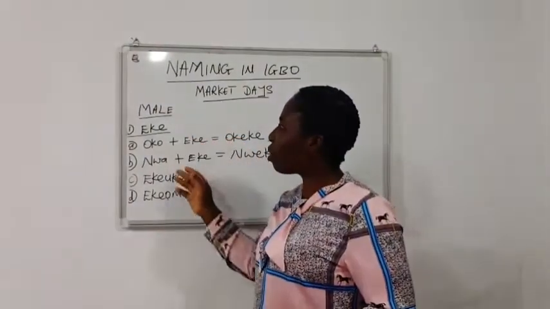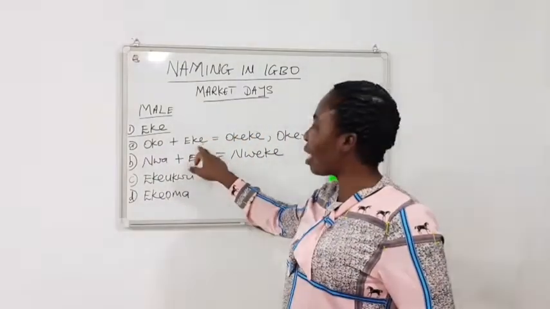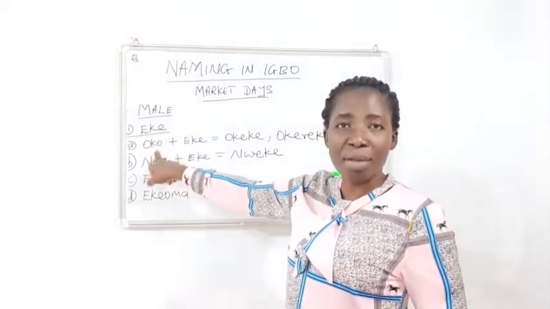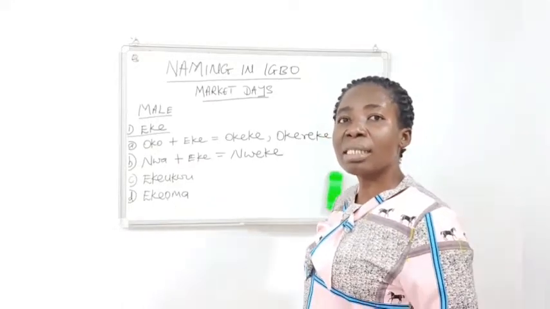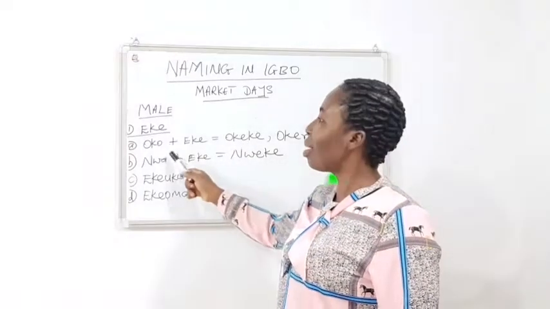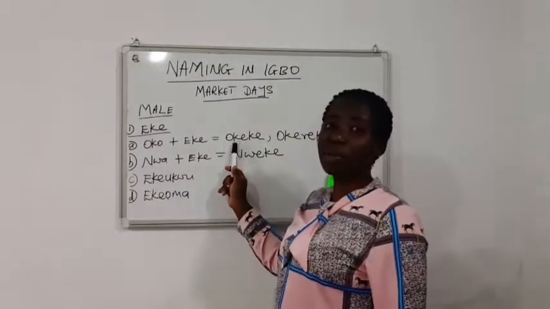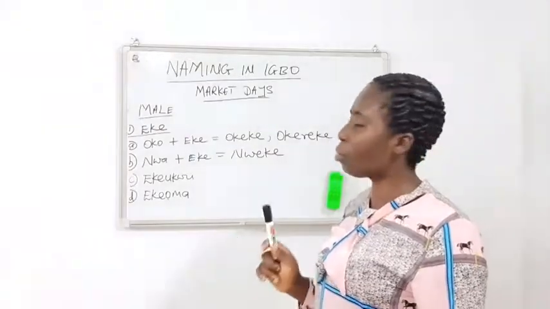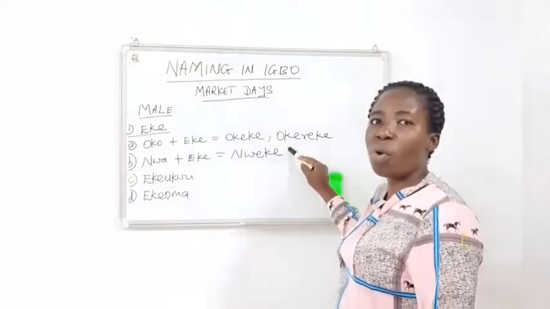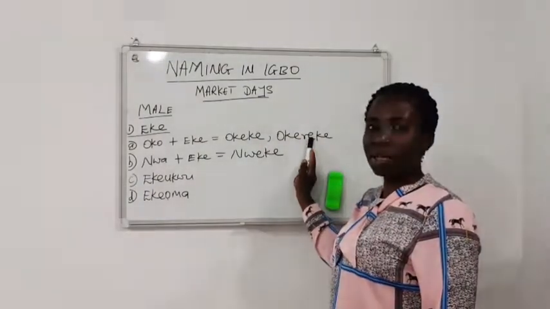So let's look at the first one. We have Oko plus Eke. Eke is the market day. This word here, Oko, means male. So when you put it together, we have Okeke, that is male child born on Eke day. Okeke. You do not see this O here because of the vowel assimilation in Igbo. So we have Okeke without the O. We can also have Okereke. A child could be an Okeke or Okereke.